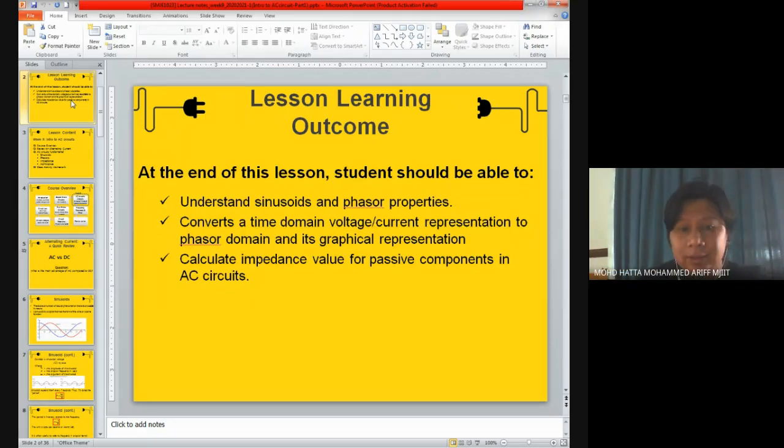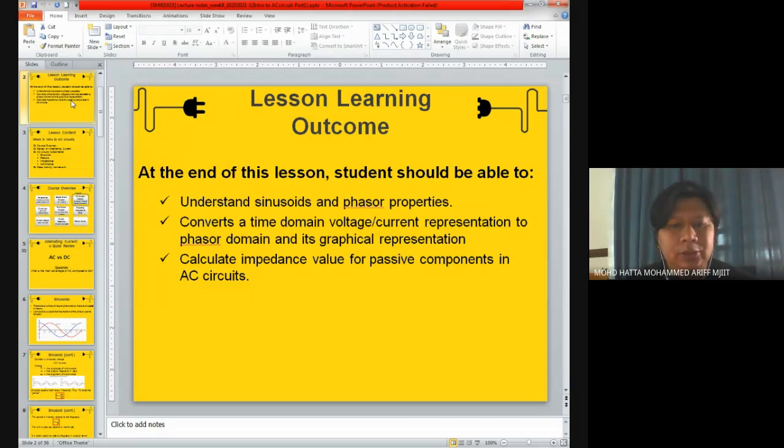Sinusoid and phasor properties. We try to convert from time domain, either voltage or current, into phasor domain, sometimes called frequency domain. Time domain to frequency domain, or time domain to phasor domain, it's the same. And then how do we graphically represent the vectors in frequency domain? Vectors, I mean voltage and current.